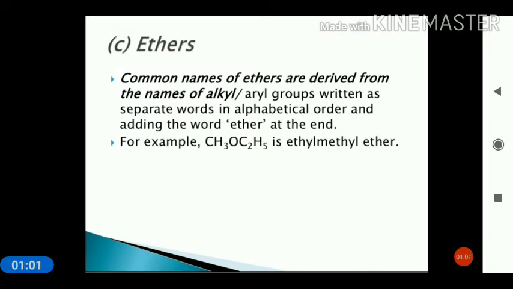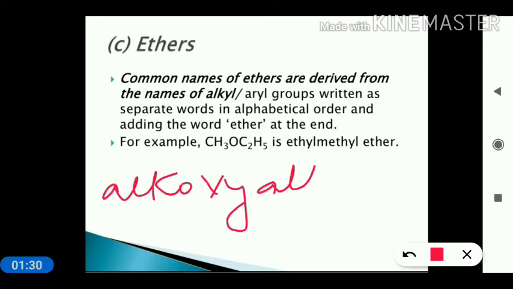Common names of ethers are derived from the names of the alkyl or aryl groups, written as separate words in alphabetical order, and adding the word ether. But in the IUPAC name, this is generally known as alkoxy alkane. We can write it as alkoxyalkane. In the next slides, we will see the nomenclature also.